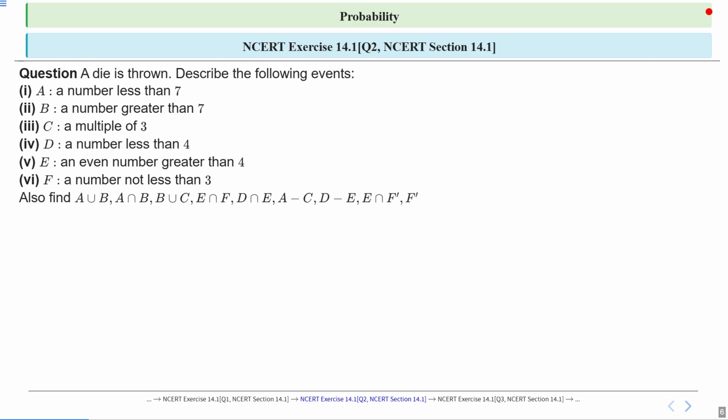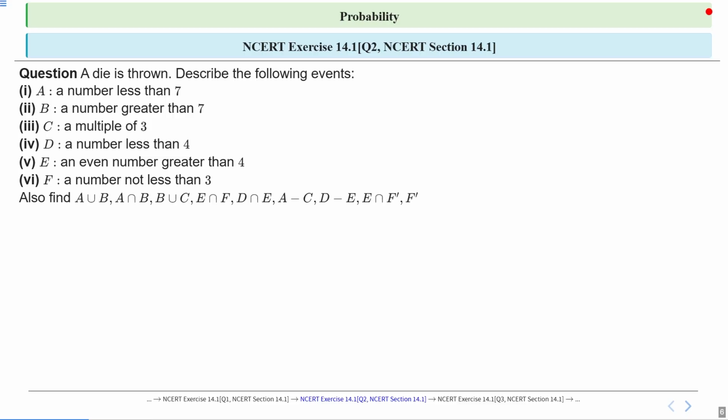Okay. And then in the second we have event B. So event B denotes a number greater than 7. Okay. And event C denotes a number which is a multiple of 3. And event D denotes a number less than 4. And event E describes an even number greater than 4. Okay. And event F describes a number not less than 3.